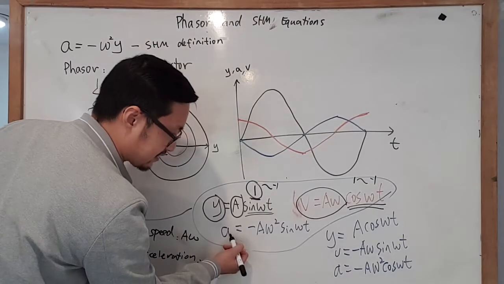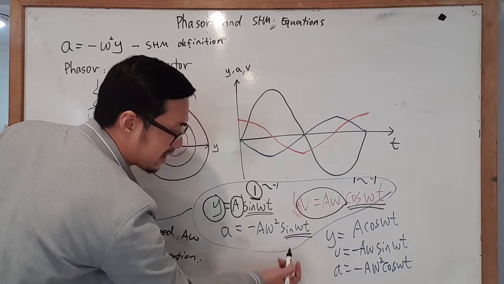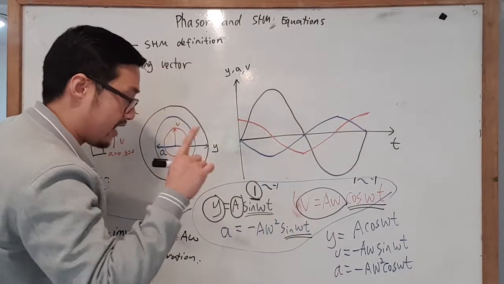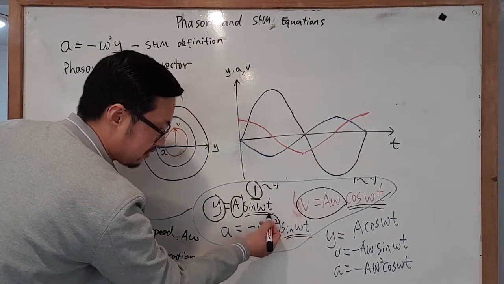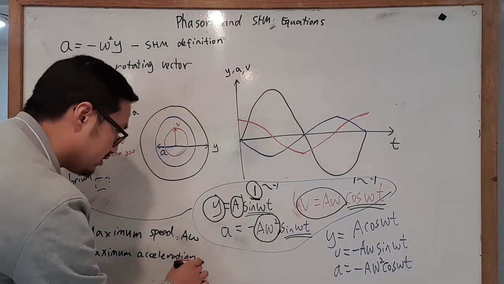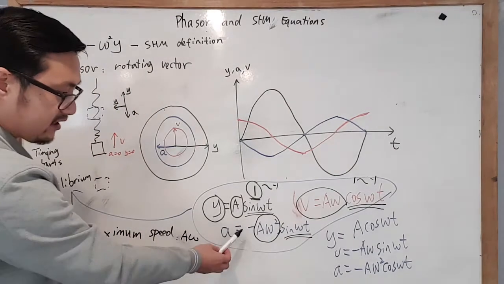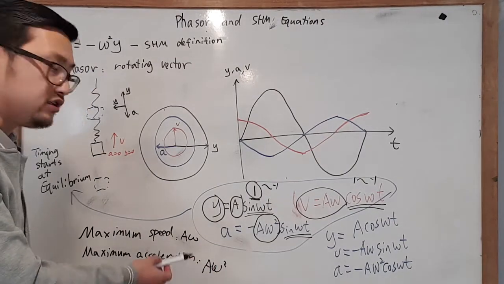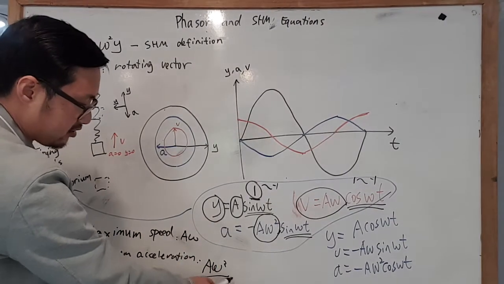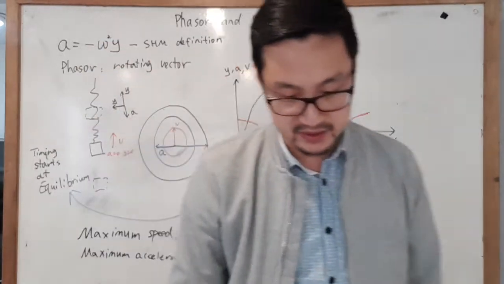And then maximum acceleration. Over here you have acceleration. This number can be as big as 1, and that's the biggest. So the maximum acceleration is just going to be this part, a omega squared. The negative is showing the direction, so we can ignore it. So the size is going to be a omega squared, and that's the biggest.